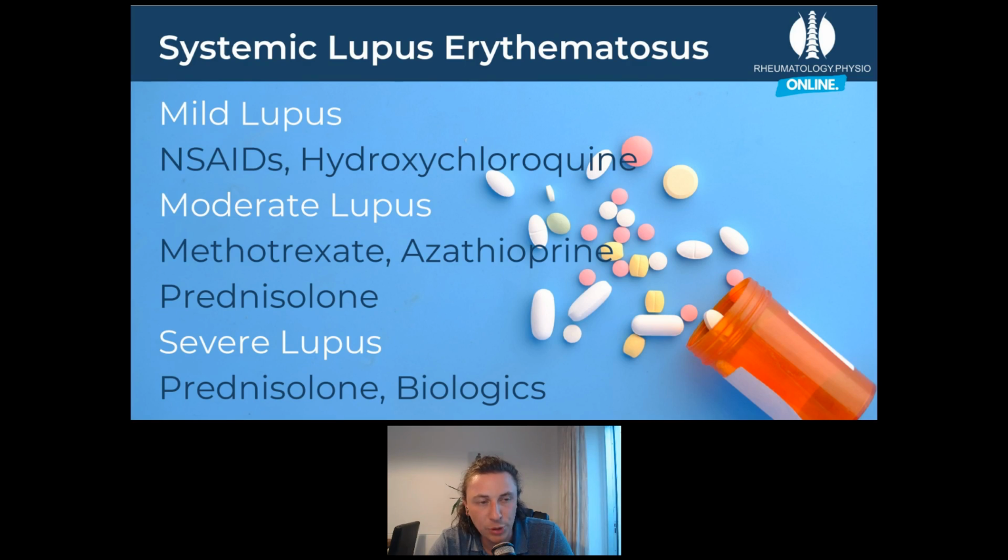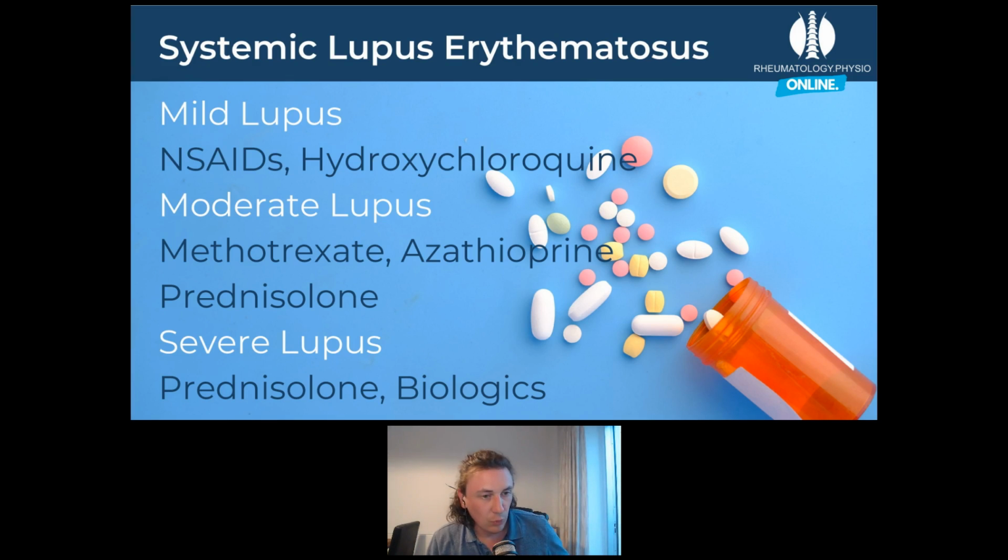So mild lupus, you're looking at a mixture of non-steroidal anti-inflammatories and hydroxychloroquine. Moderate lupus, methotrexate can be used, and that's likely to be used if they have any peripheral arthritis. Azathioprine is a similar sort of drug to methotrexate, and quite commonly resorting to prednisolone. And then in severe lupus, you end up with prednisolone and maybe some biologics if, again, they've got something specific to target, like peripheral arthritis.